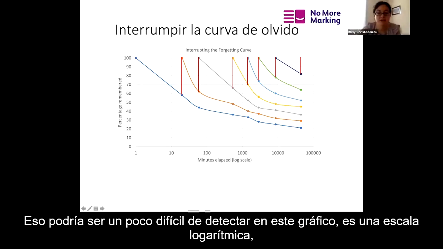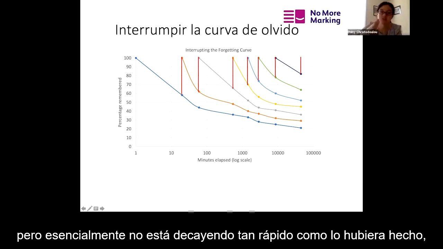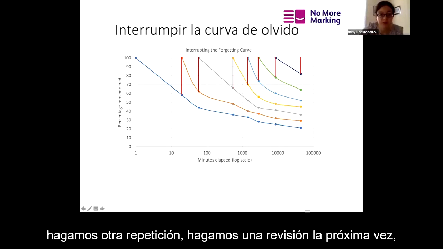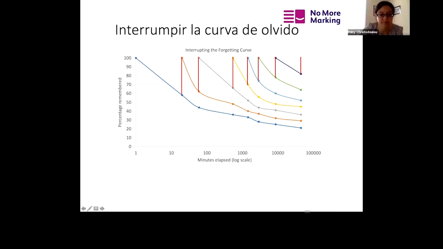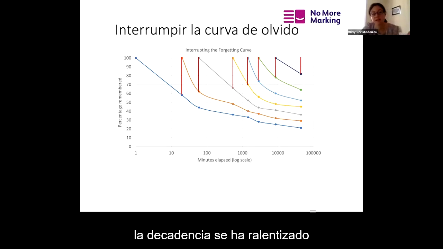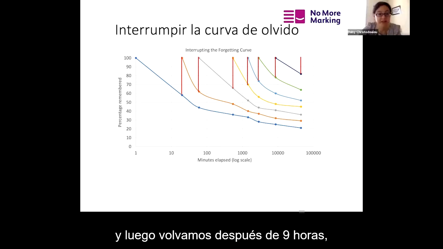That might be a little bit tricky to spot on this graph. It's a log scale, but essentially it's just not decaying as fast as it would have done if it had been just one repetition. And then you follow up again. Let's do another repetition. Our next review was at an hour. So let's come back and review, top up to 100%. And again, you've slightly slowed down the decay. And then let's come back after 9 hours. Let's come back after 24.